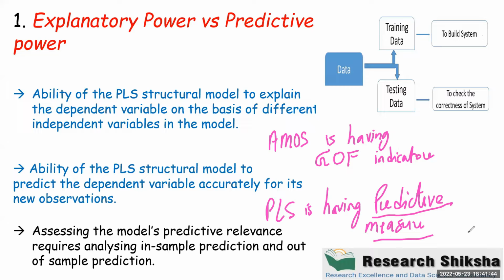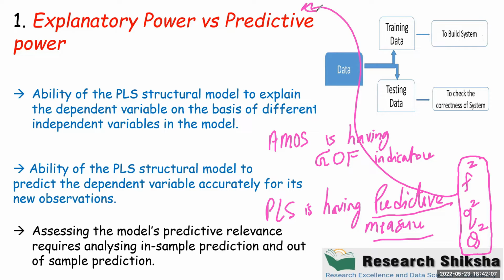And for these predictive measures, we have three: F square and Q square. There are two types of Q square, small q square and capital Q square. So we have these three new things in PLS, which measure the predictive power. So these are the new things that we are going to learn today.